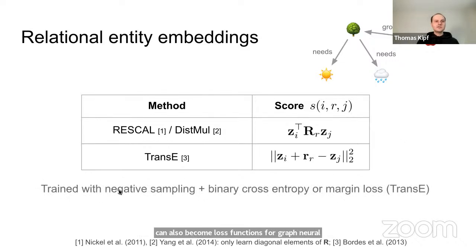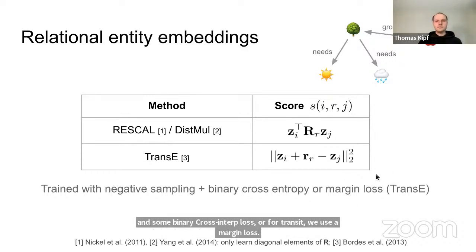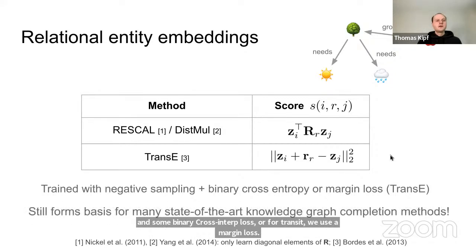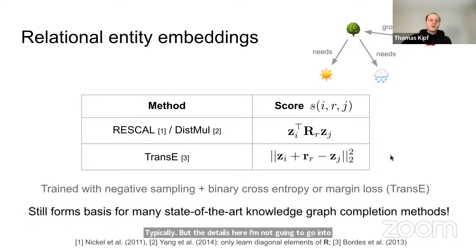And again, you can train this with negative sampling and some binary cross entropy loss, or for TransE, we typically use a margin loss, but the details here I'm not going to go into today. And as I mentioned before, this still forms the basis for many state-of-the-art knowledge graph completion methods. So maybe as a main takeaway, while graph neural networks are really exciting and powerful, you don't always need them immediately. And there are many benefits to sticking with simpler methods as well.